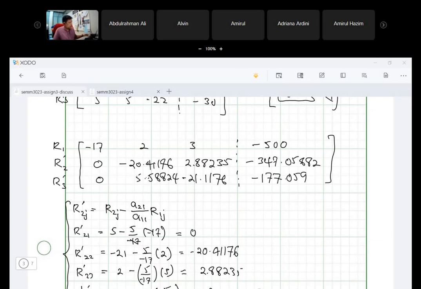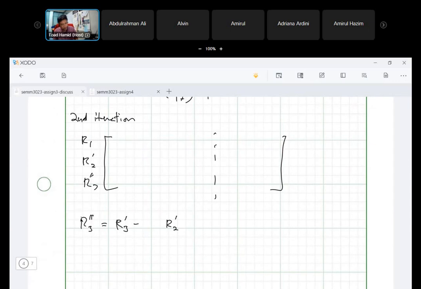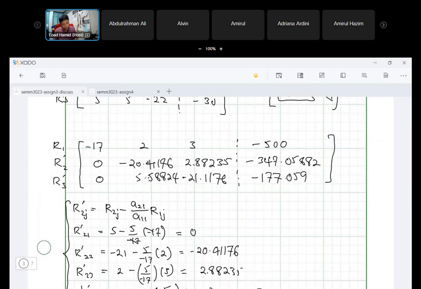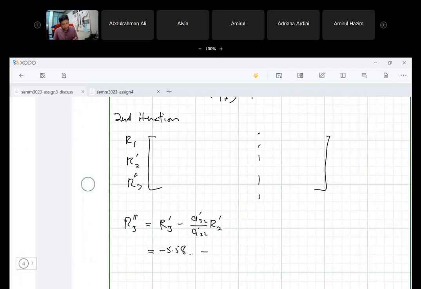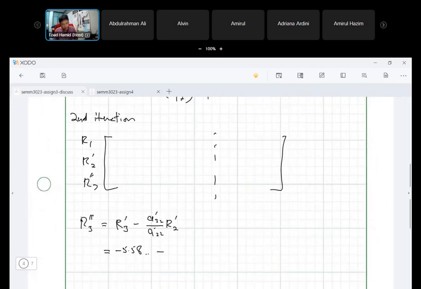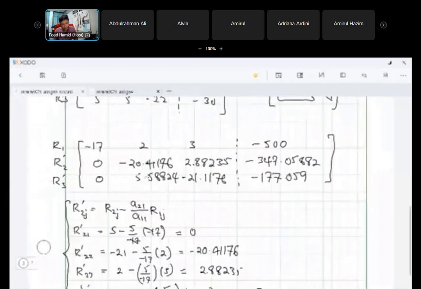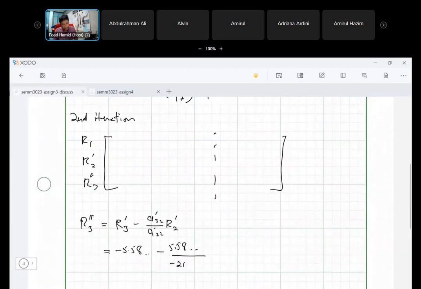Okay, so let's do this. So what is A32? Now this is after the first iteration, A prime 32, which in this case R3 prime is minus 5.58. Okay, and so on, minus 5.58 over 20.411 times minus 20 over 2411, and this becomes 0.